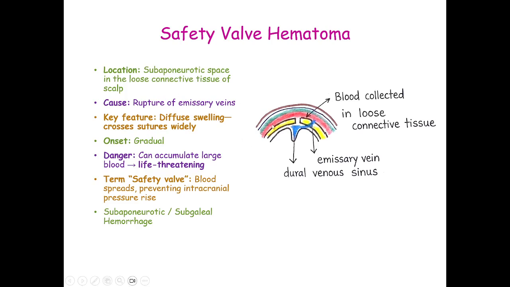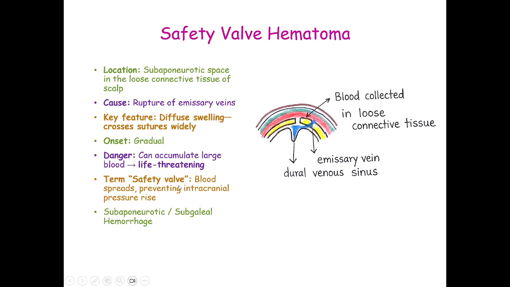after that, the patient might come after 1 day, the patient might come after 2 days after development of the swelling, but before that, it might have led to compression of the brain inside. So that's why it is life threatening.